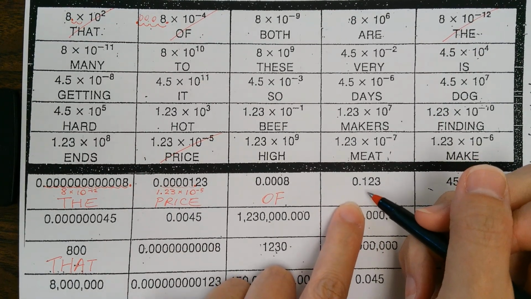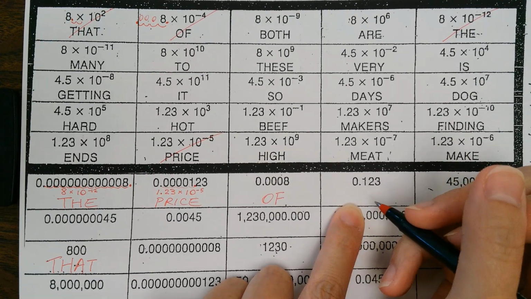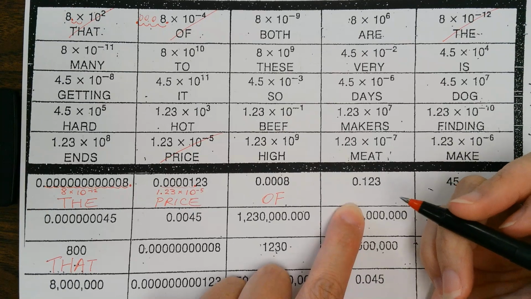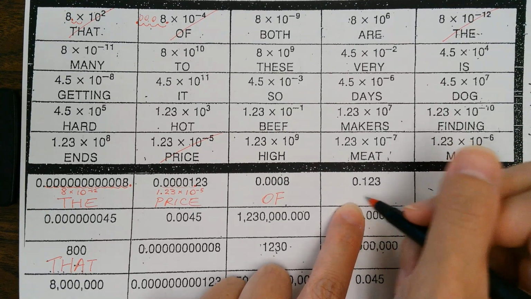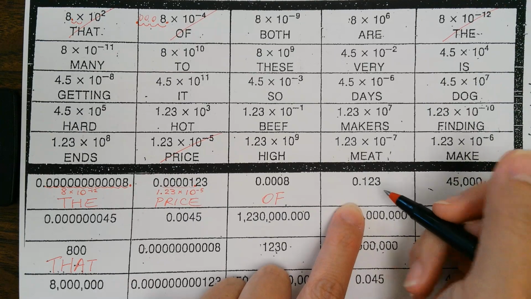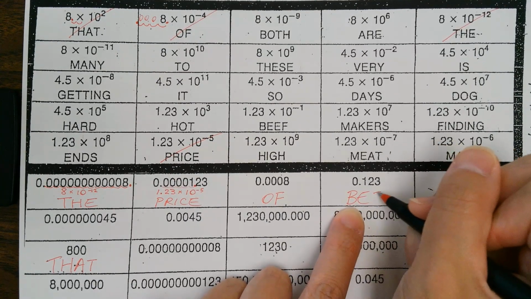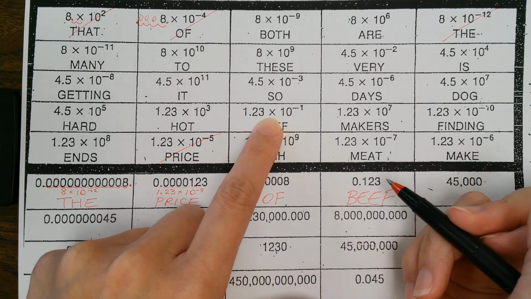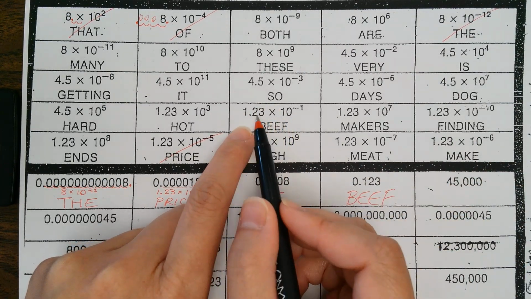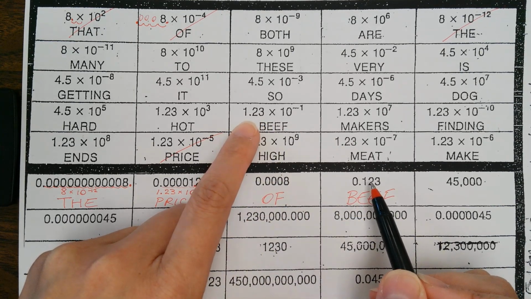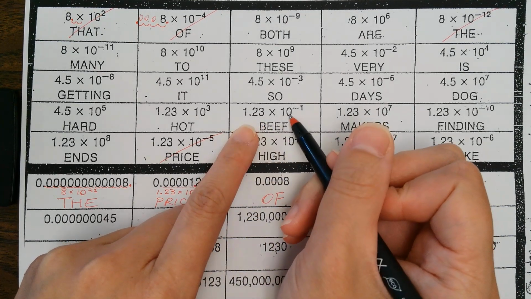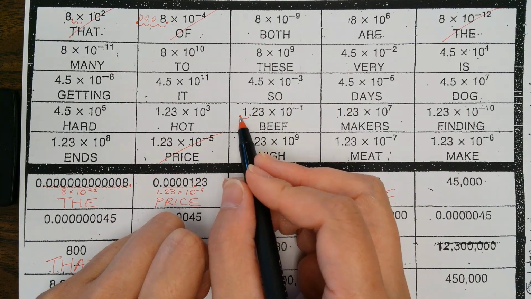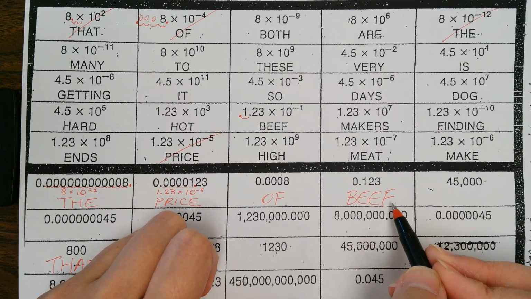So this one, Cyrus, what did you get? Pass. Alright, Rebecca, this one? Beef, yes. So this one, 10 to the negative 1 means I moved this decimal place over to here. So this is 0.123, and the word here is beef.